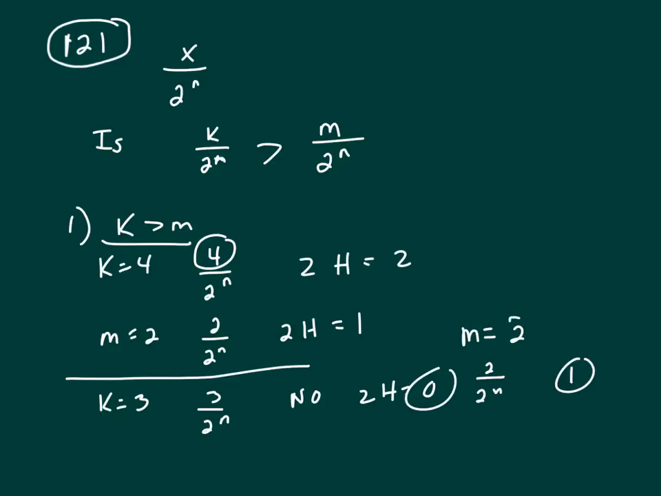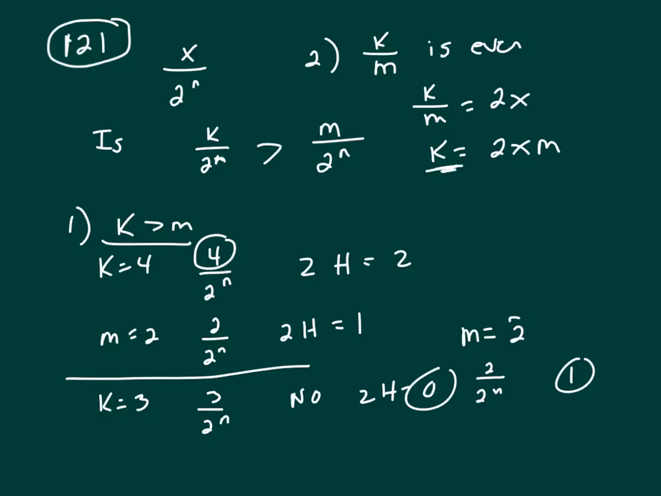Let's look at clue 2. Clue 2 says what? K over m is even. K over m is even. So that means k over m is 2 times some number. And that would mean k equals 2 times m. So that tells me that the 2 height of k is going to be at least 1 more than the 2 height of m. So that works. Answer's B.